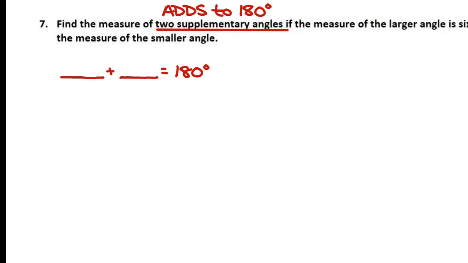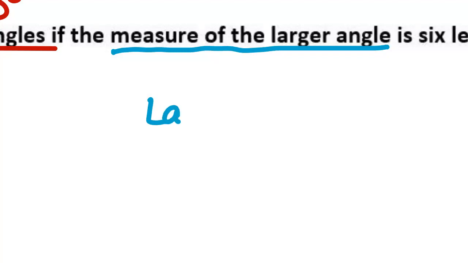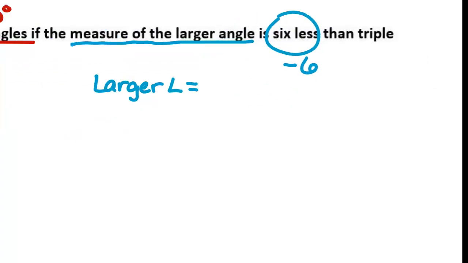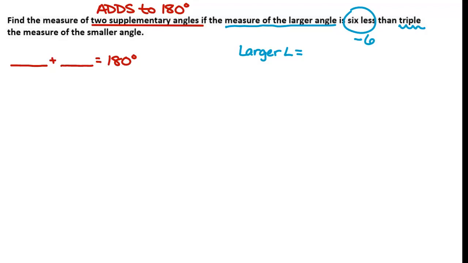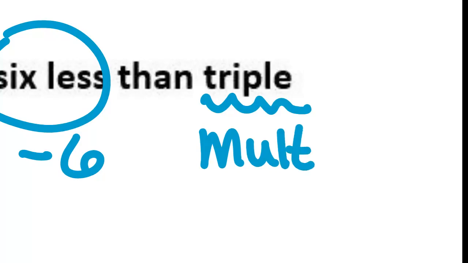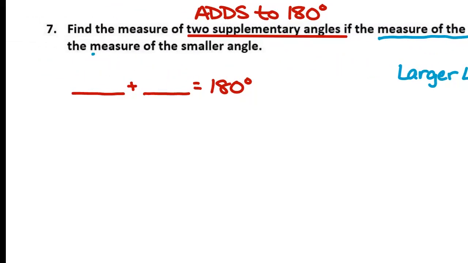Let's look at what those somethings are. It says the measure of the larger angle equals 6 less. When you see less, does that mean plus, minus, times, or divide? Minus. So 6 less would mean minus 6. Then triple. What operation does triple mean? Multiplication. Specifically, we're going to multiply by how much? Multiply by 3. Triple the measure of the smaller angle.